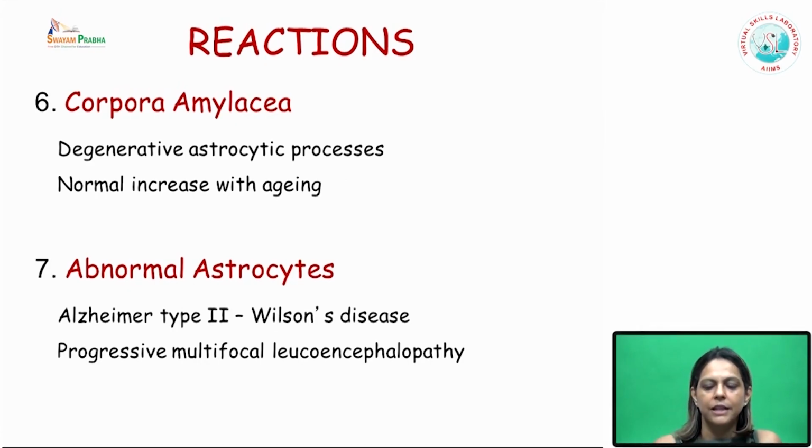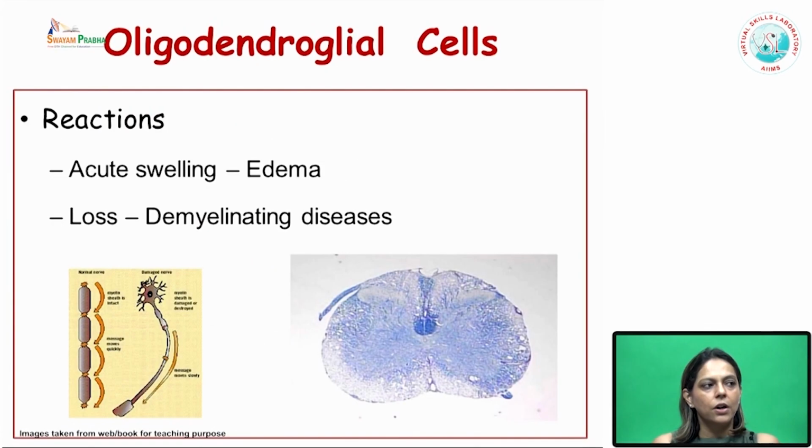So these are the astrocytic reactions. Now coming on to the oligodendroglial cells. Oligodendroglial cells can either undergo edema or loss. And if there is loss of oligodendroglial cells, it will lead to demyelination, because I have told you in the beginning that oligodendroglial cells take part in formation of myelin.